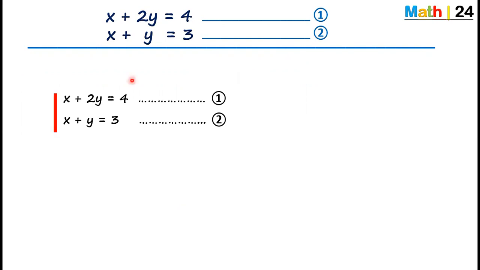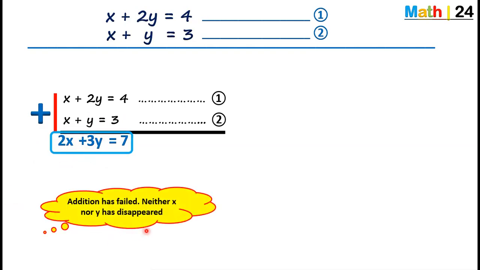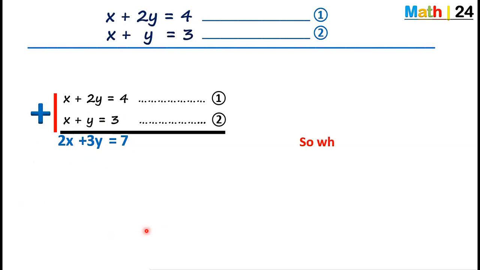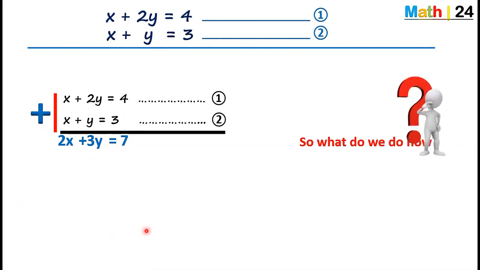If we add equation 1 to equation 2, we are going to have x plus x, that gives us 2x. Now we have 2y plus y, that gives us 3y. 4 plus 3 equals 7. Now the big question is, has any variable disappeared? No, I still have x and y after adding. This therefore means that addition has failed, neither x nor y has disappeared. So what do we do now?